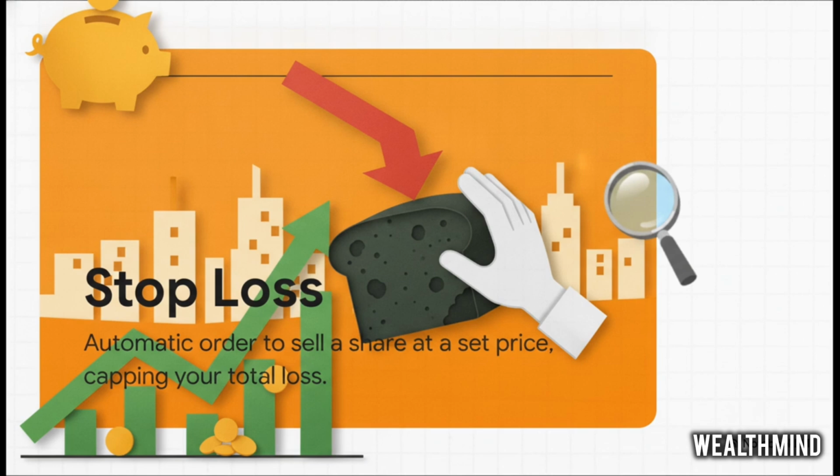Let's say you buy a share at 100 rupees, totally hoping it goes up to 110, but the market turns against you and the price starts dropping. To prevent a massive catastrophic loss, you set a stop loss at, say, 97 rupees. This basically tells your broker, hey, if the price drops to 97, automatically sell it for me. By doing this, you take a strictly capped loss of just 3 rupees, you throw out the moldy bread, and you save the rest of your trading capital so you can fight another day.